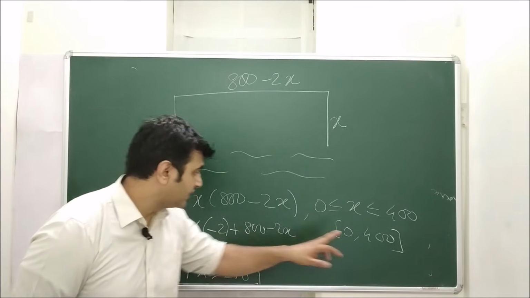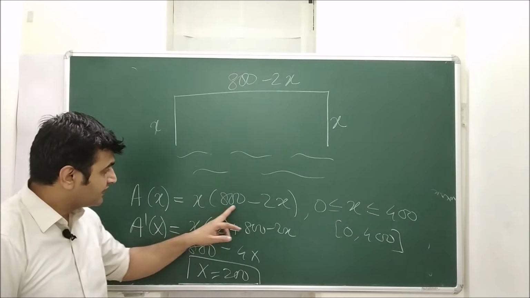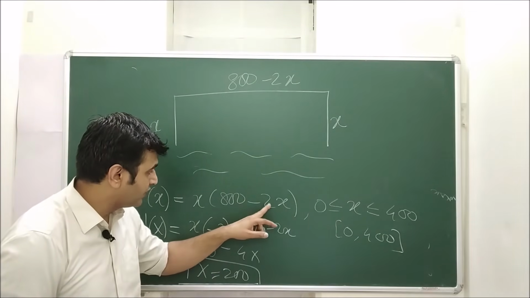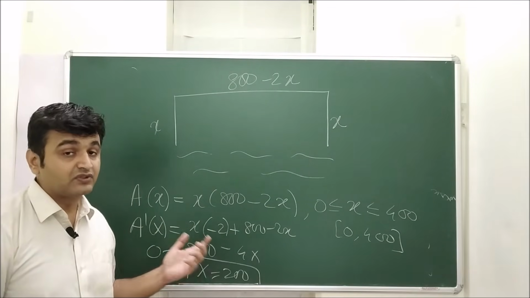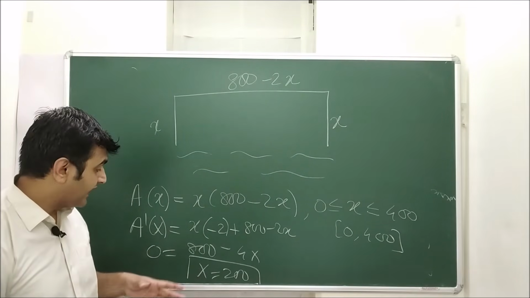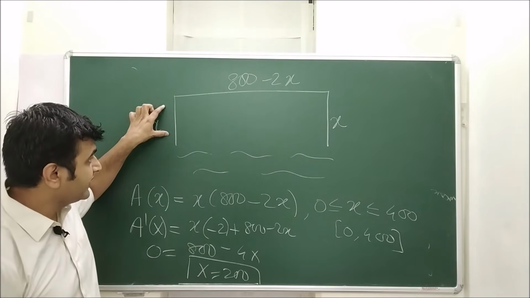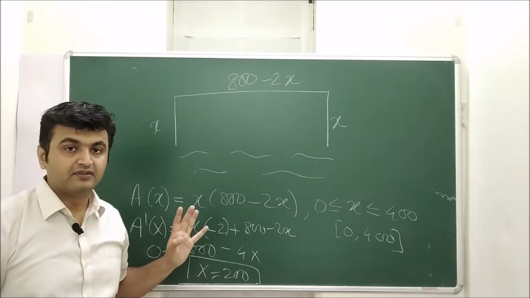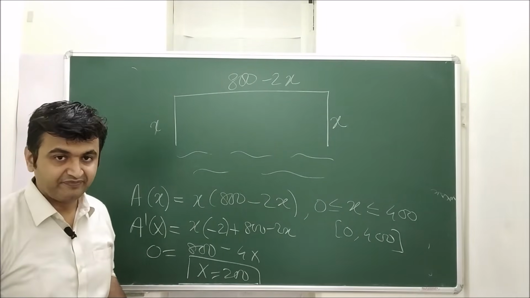At 0 and 400, the value of A is 0, and at 200, this is 400. So this is 400 into 200, which is nothing but 80,000 meters square. That's the area. And what will be the dimension? So this is 200 and this will be my 400. So if you do it this way, you can have the maximum possible coverage.